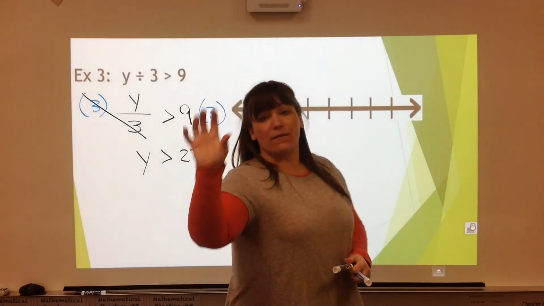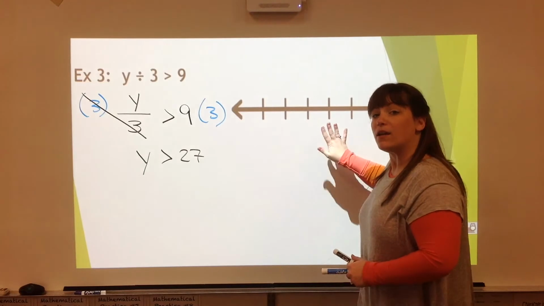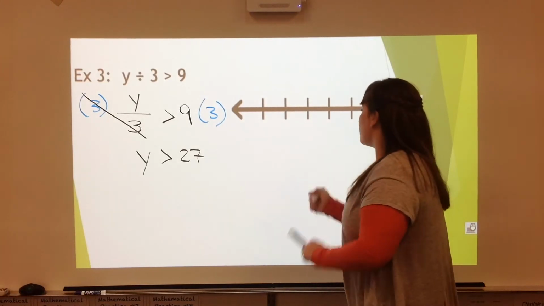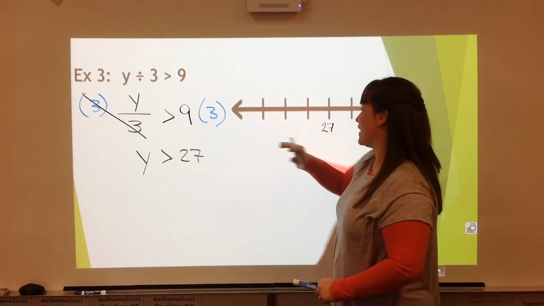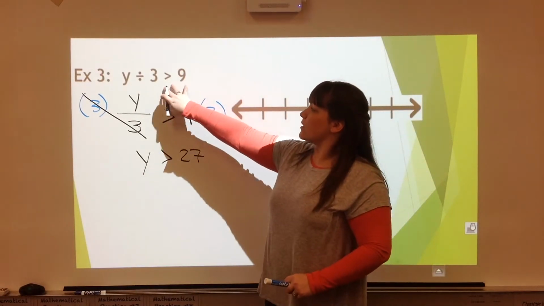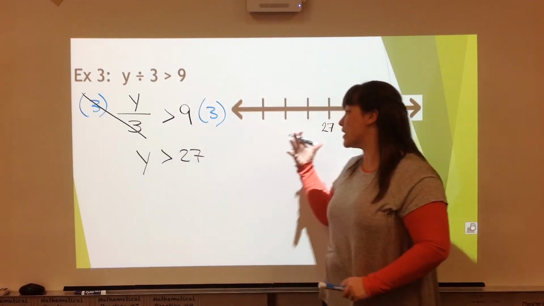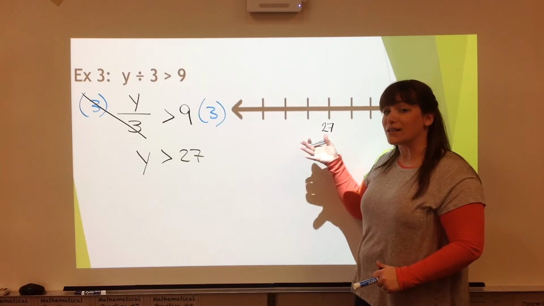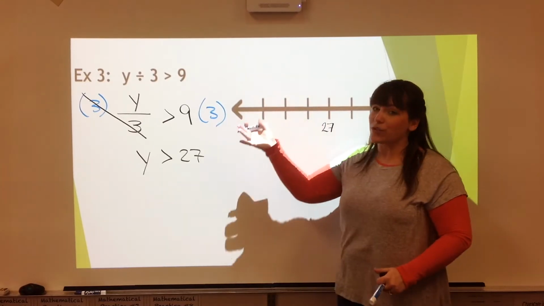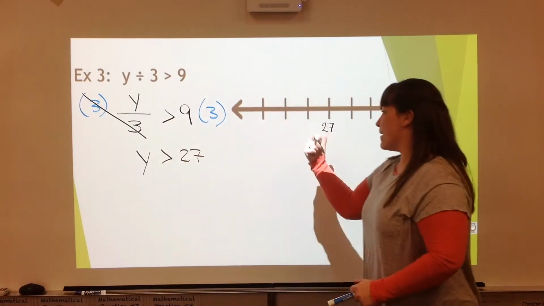Once I have a variable being greater than 27, I can come over to my number line, put my numbers on. So I'm concerned about 27, not 9. Common mistake is that kids just look at this and they think that they have to use the 9 or the 3 as their starting spot to put the graph on this number line, and actually that's not the case. That's why you have to solve first and then graph.